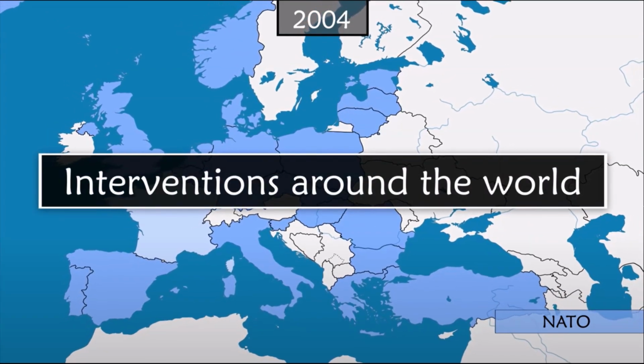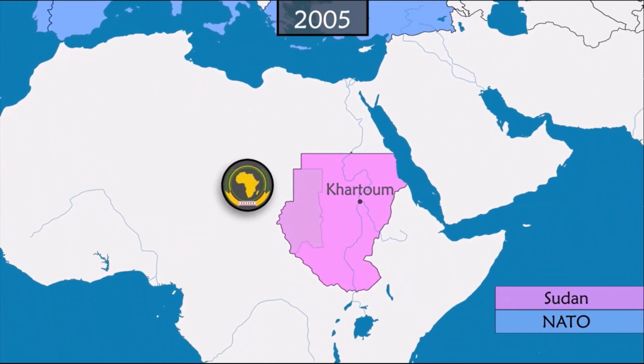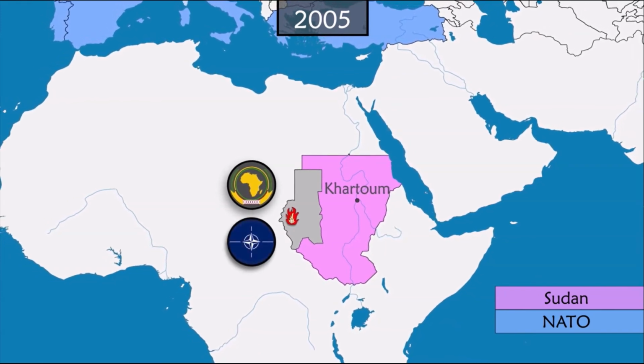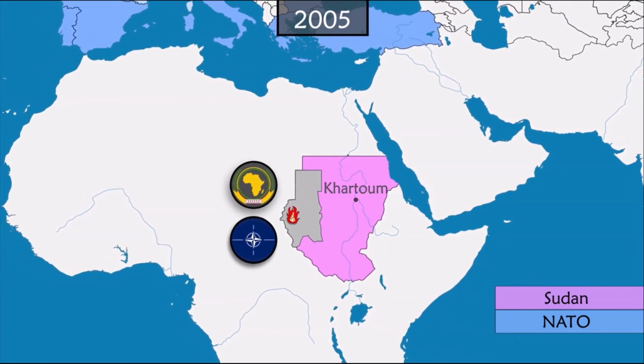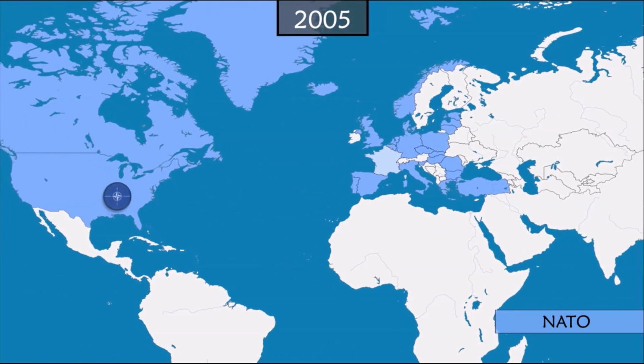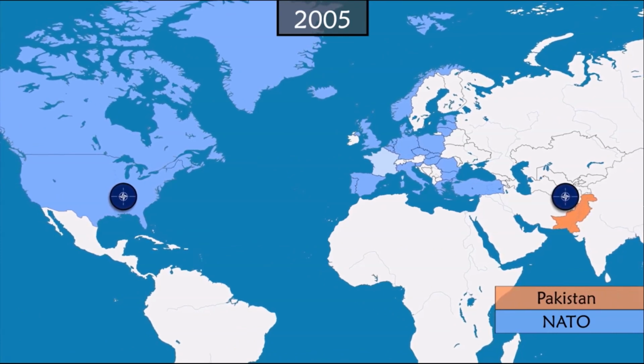In 2005, the African Union, which is intervening in Darfur where a war is raging, asks NATO for support, and obtains logistical and air transport assistance. The same year, NATO sends humanitarian aid to the United States, after Hurricane Katrina, and to northern Pakistan, after a devastating earthquake that leaves 4 million people homeless.